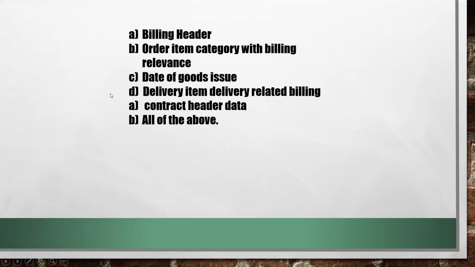Date of goods issue is wrong. Delivery item category related billing is wrong. Contract data is wrong. Anyhow, many are wrong, then the last option also will be wrong. So whatever the case may be, B is the right answer for this question.